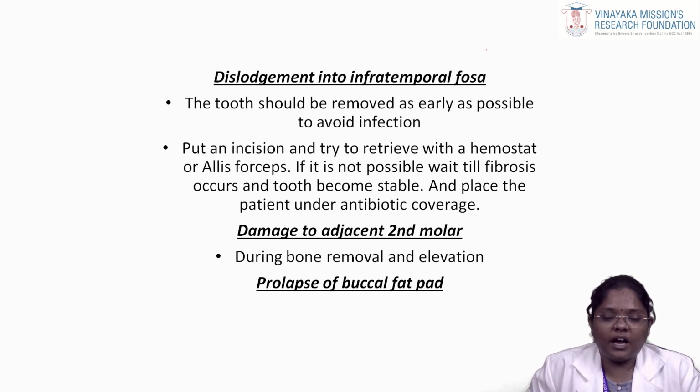Dislodgement into the infratemporal fossa. The tooth should be removed as early as possible to avoid infection. Make an incision and try to retrieve it with a hemostat or Allis forceps. If it is not possible, wait till fibrosis occurs and the tooth becomes stable, and place the patient under antibiotic coverage. Damage to the adjacent second molar usually happens during bone removal and elevation of the impacted tooth.